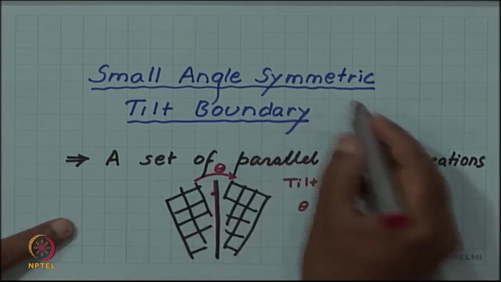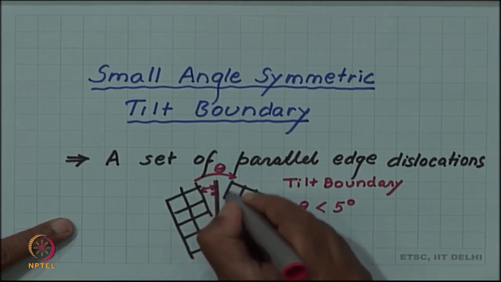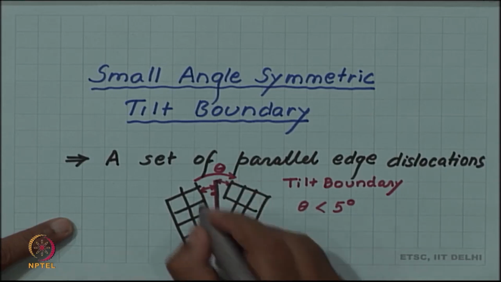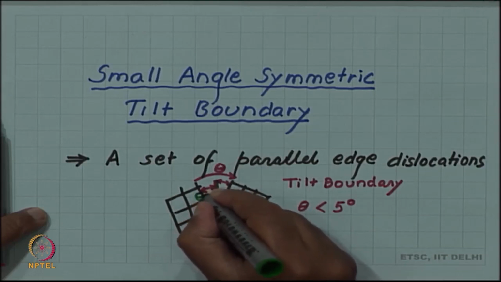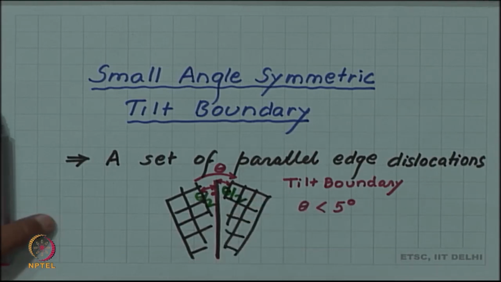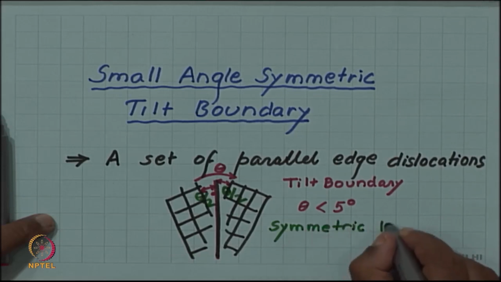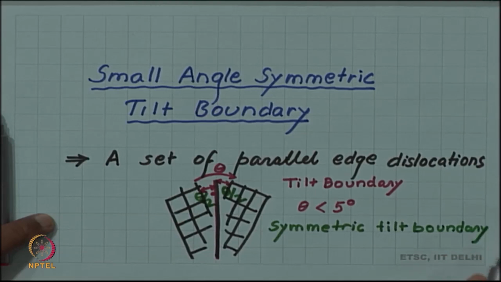So, when we say symmetric tilt boundary, we mean that each of the independent rotations are equal to each other and half of the total rotation. So, if both of these are theta by 2, so this is theta by 2 and this is also theta by 2, then we say symmetric tilt boundary.